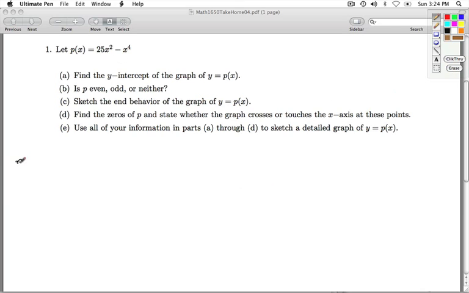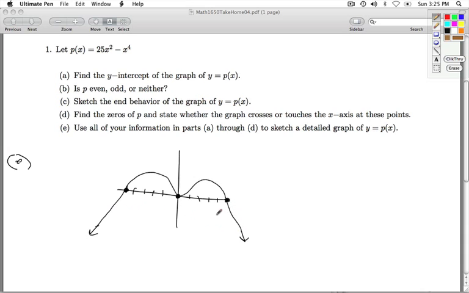Now you put it all together for part E in our graph. So we put in our x-intercepts, our y-intercept. We know it has to start down here. We know it has to end over here. We know it has to cross through at this point and touch at this point. And so it dips down. And in a perfect world, this would be completely symmetric about the y-axis. But that'll do it for Take Home 4.